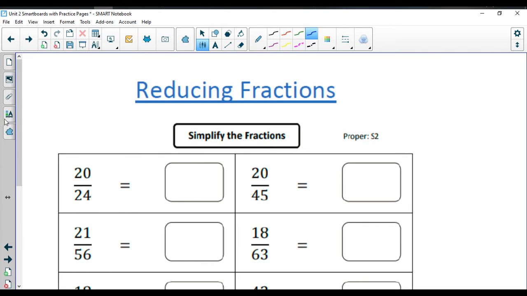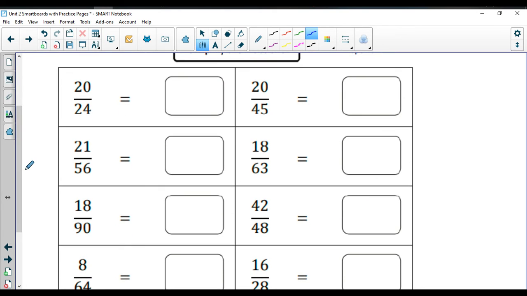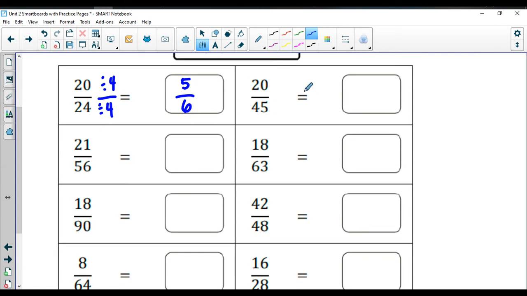On the next page, reducing fractions, you're just simplifying here, dividing by the greatest common factor that they have. My biggest common factor here, it looks like, is a 4, so that would mean that I get 5/6. Dividing the top by 4 and dividing the bottom by 4. Whatever you do to the numerator, you have to do to the denominator. Keep it fair. In 20/45, I'm going to divide by 5, giving me 4/9.